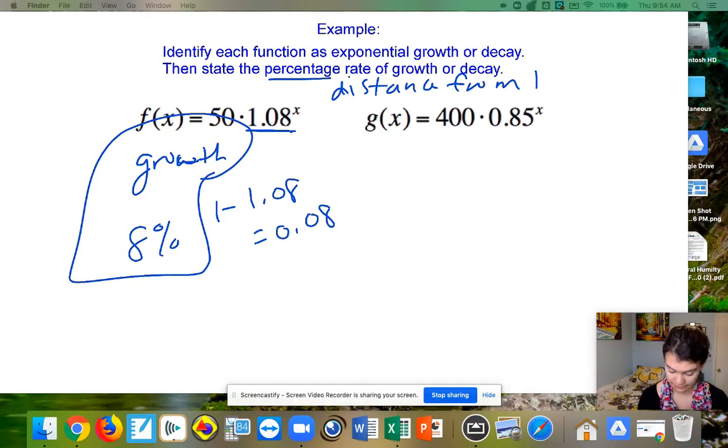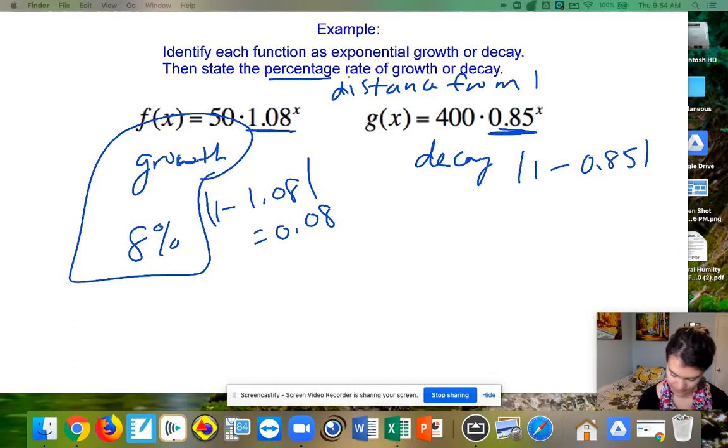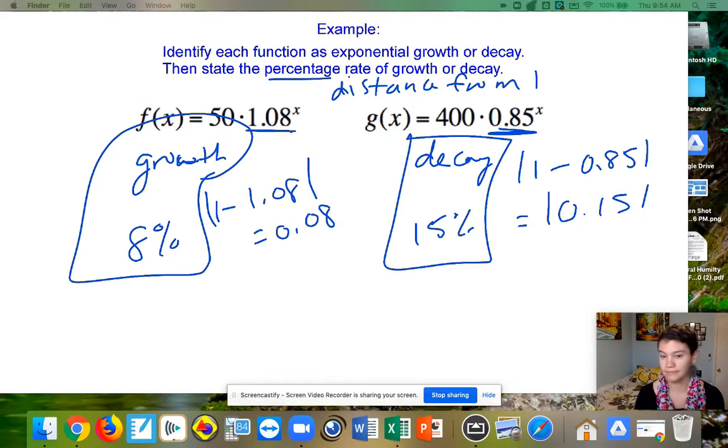Next one, here we're less than 1, so it has to be decay. And now again, we want the distance from 1, so this should be absolute value here. We want 1 minus 0.85, and you'll get 0.15, or right there. So you're decaying by 15%. Like that.